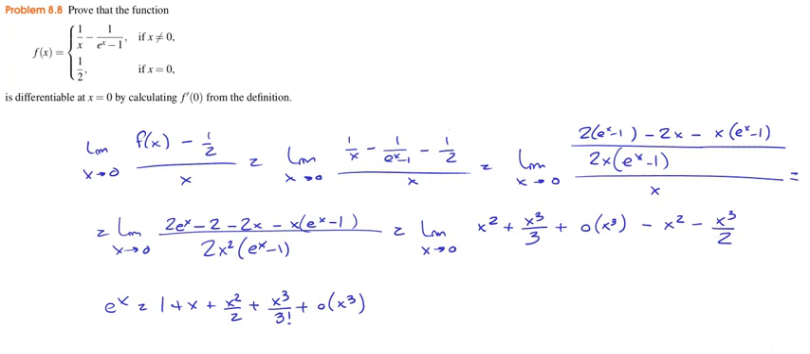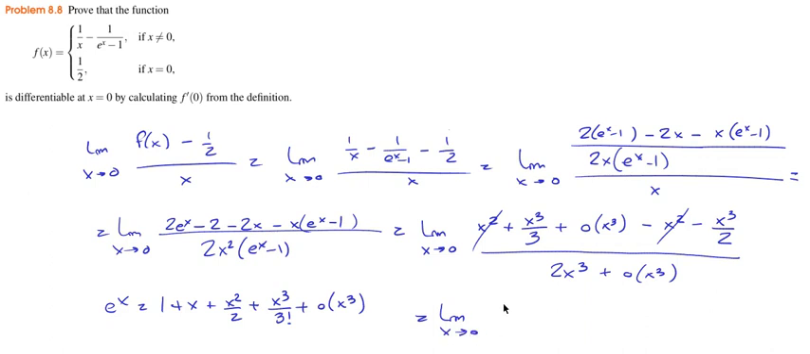Okay, then divided by, as I said, 2x cubed plus, and everything else is small o of x cubed, right? So then here we have x squared and x squared go away. You have 1/3 minus 1/2, which is minus 1/6, of x cubed plus small o of x cubed, divided by 2x cubed plus small o of x cubed. The limit is minus 1 over 12.